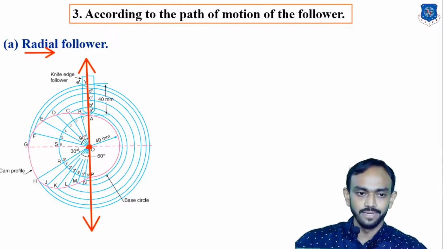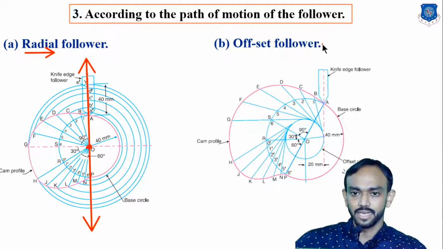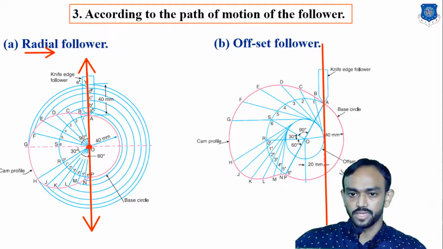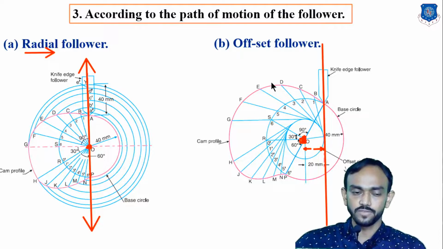But when some followers are eccentric, meaning there is a small distance, you can see here the center line of this follower is here and the center of this cam is here, so there is an eccentricity. This eccentricity is due to an offset, and that's why it is known as an offset follower, and if it passes through the center of the cam, it is known as a radial follower.